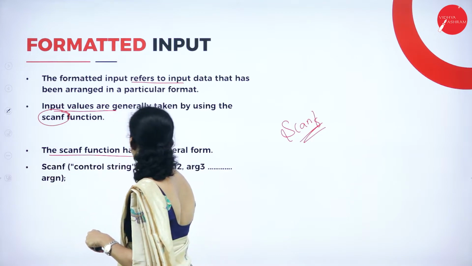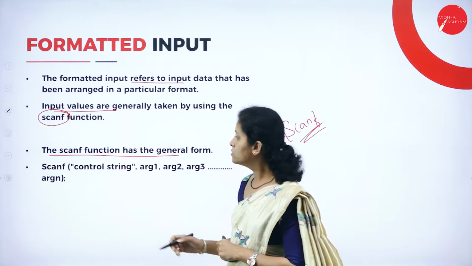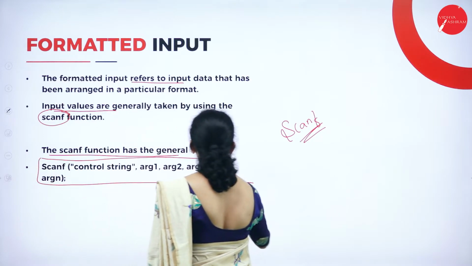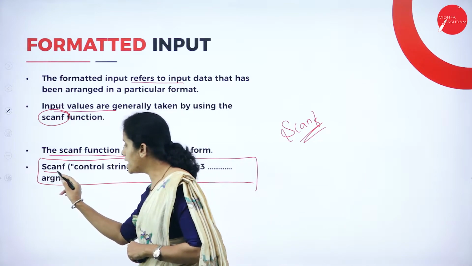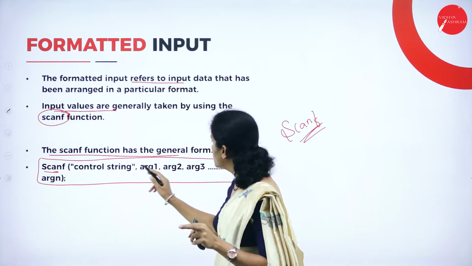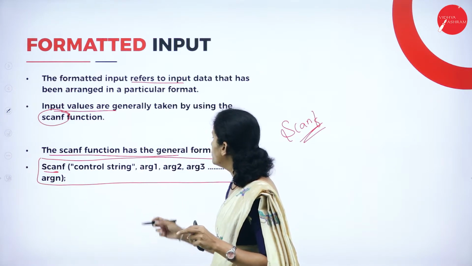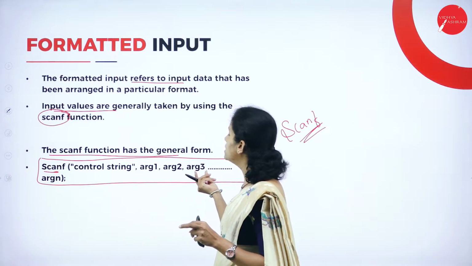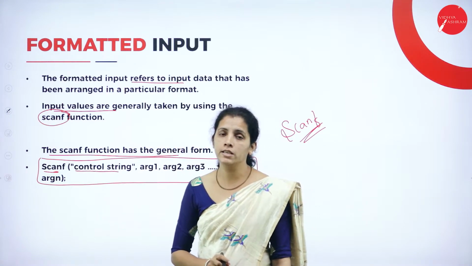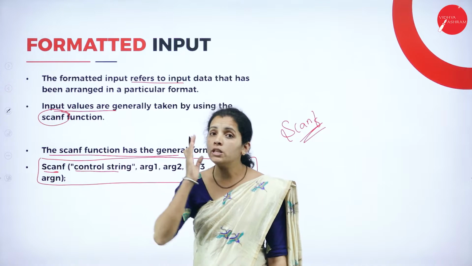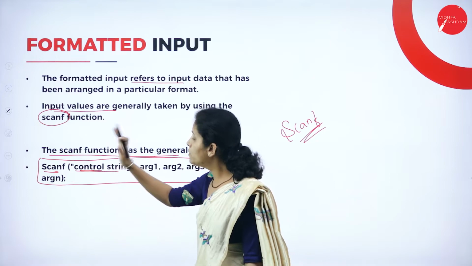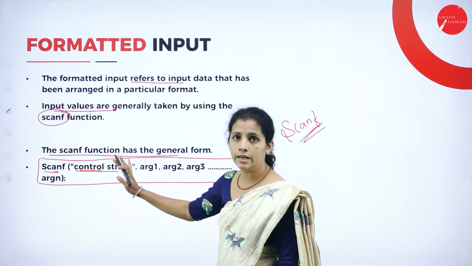The scanf function has a general form, and you have to remember this general form. First I'm going to write scanf. This is the function name, then an opening double quote and closing double quote, comma, argument 1, argument 2, argument 3, up to argument n. Here I'm going to specify the controlling string, that is, which kind of data I'm going to specify here. You have to remember this syntax.